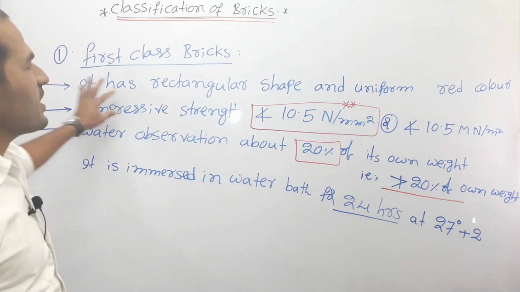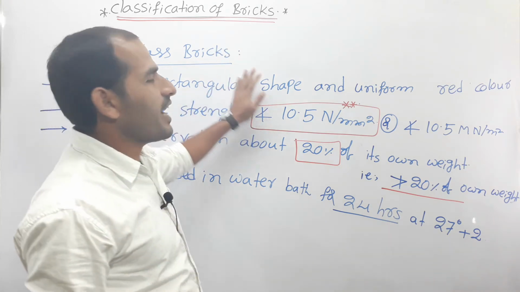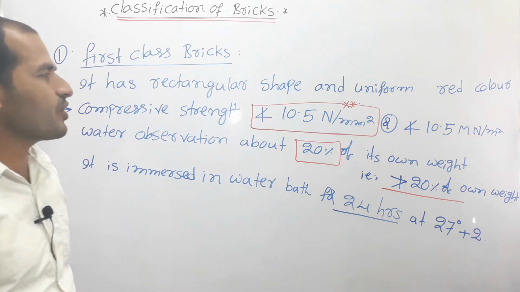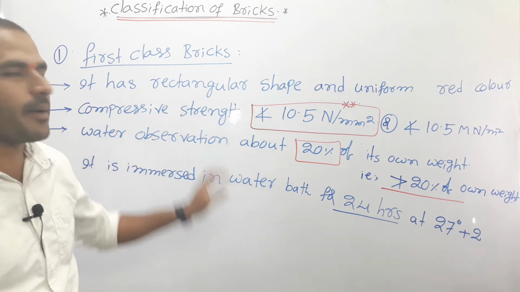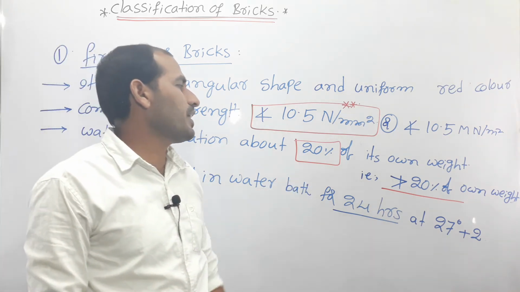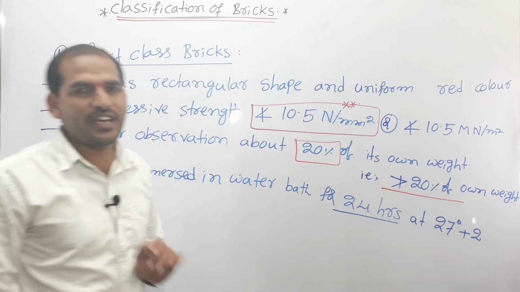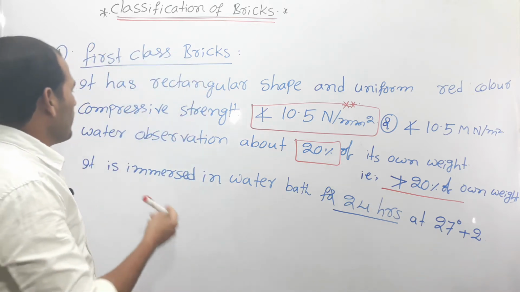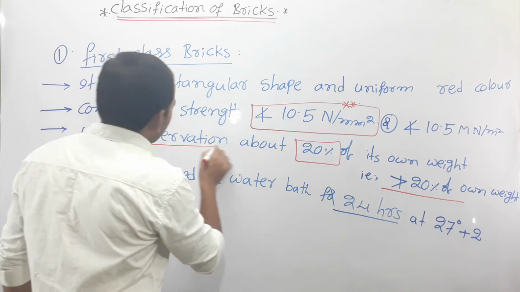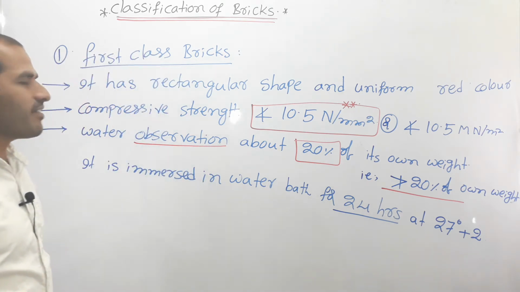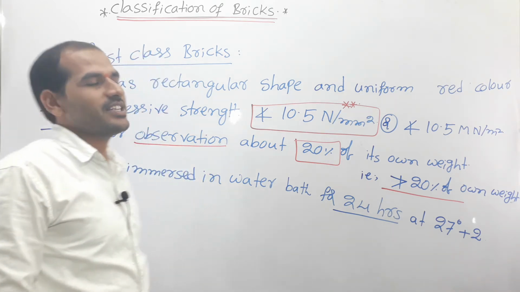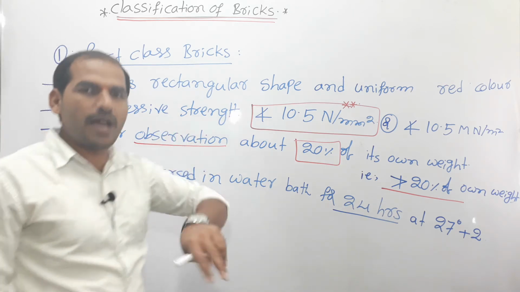So the compressive strength of the first class brick should not be less than 10.5 Newton per mm square, and the water absorption is 20% of its own weight, when immersed in water. In the last class also we discussed absorption and adsorption.